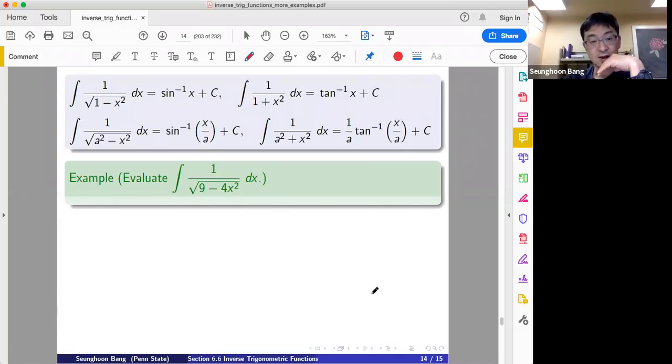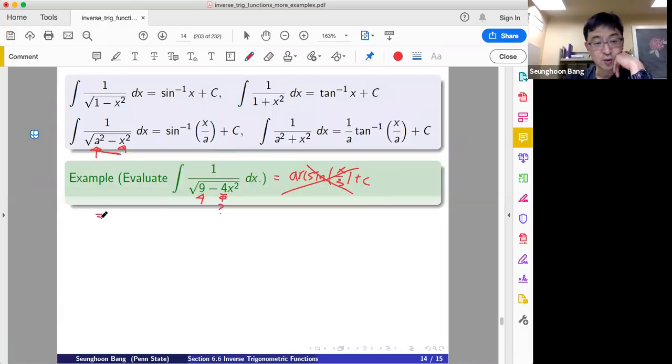You're right, arc sine, but not now. If I use arc sine, a squared is good, but 4 times x squared is not just x squared. So you can use u substitution. How can you use substitution?